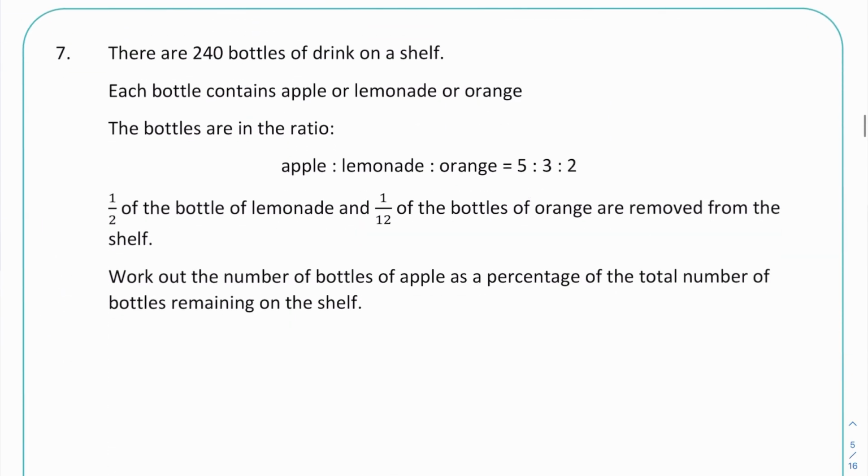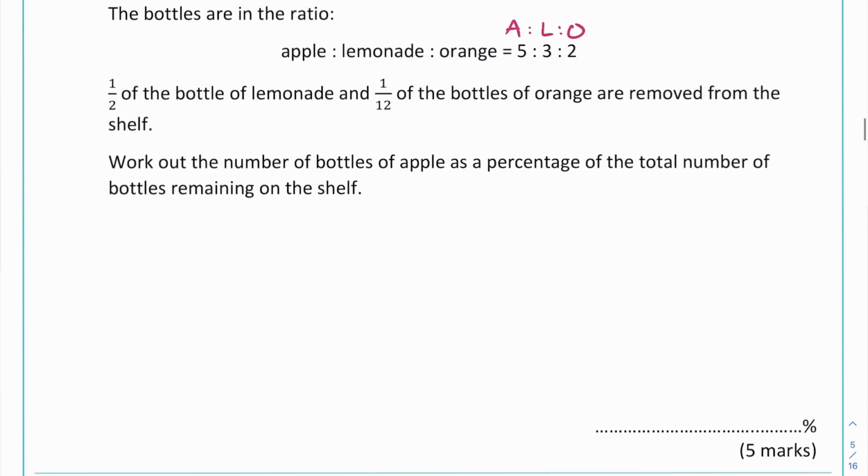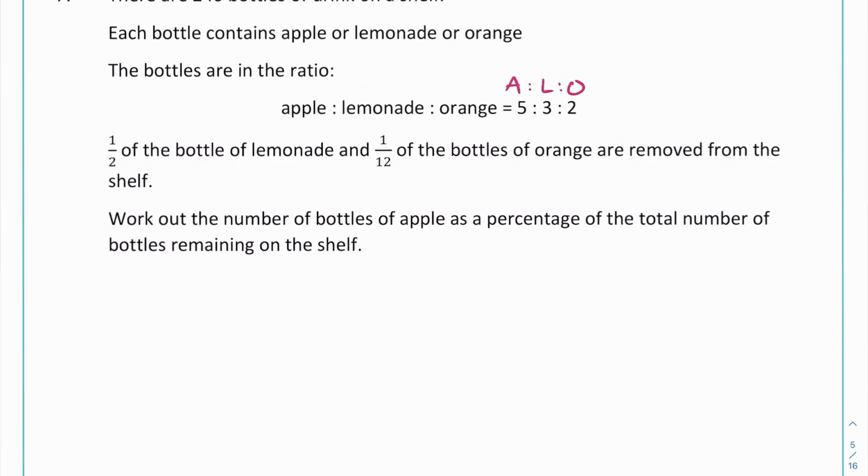Okay, our next question. There are 240 bottles of drink on a shelf. Each bottle contains apple or lemonade or orange. And then we've got the ratio here, so apple to lemonade to orange. Half of the bottles are lemonade, 1/12 of the bottles of orange are removed from the shelf. So we need to find out how many bottles are actually on the shelf.